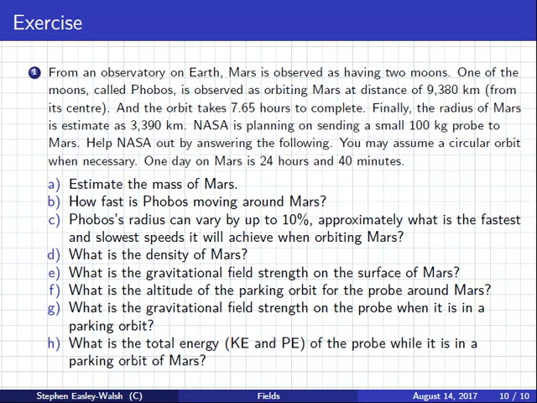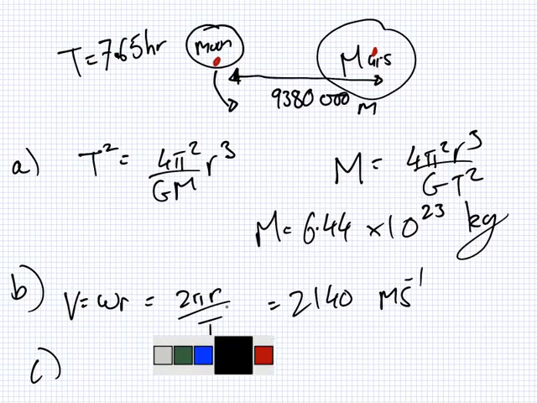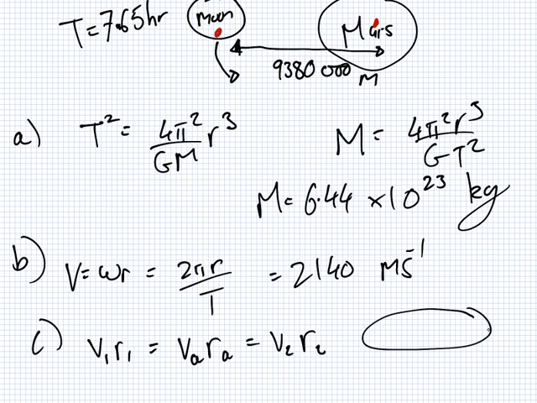Phobos radius can vary by up to 10%. What is its fastest and slowest speeds? So you have V1 or 1 equals V average or average equals V2 or 2. If I imagine it like this, when it's going here it will be going fastest, here it will be going slowest. So I'll call this fastest, slowest, and then here is the average that I got a moment ago.